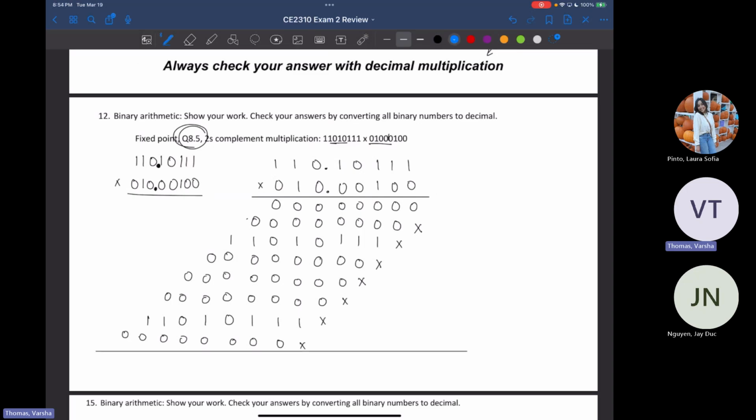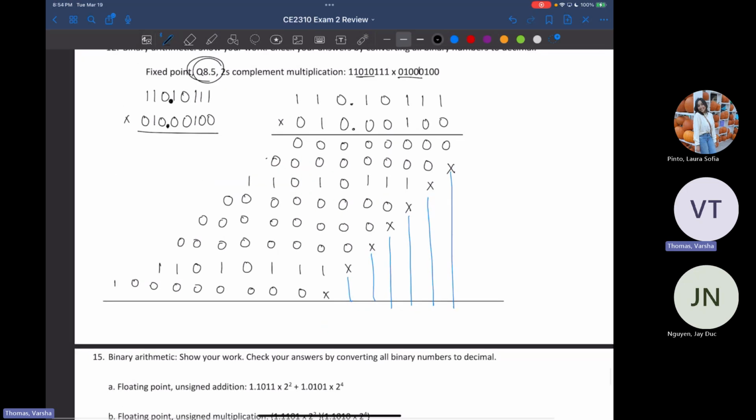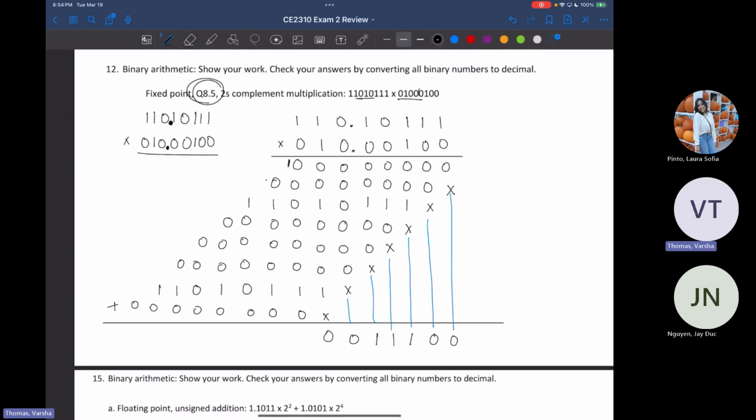I'm actually going to draw the lines down because it makes me dizzy to have to try to figure out which column is which. Okay, so I'm going to sum all of these up. 0 plus 0, here's a 1, here's a 1, here's a 1 in this column, a 0. A 1 plus a 1 is 2, so we have 0, carry the 1, and then same thing, 1 plus 1 is 2, oops.